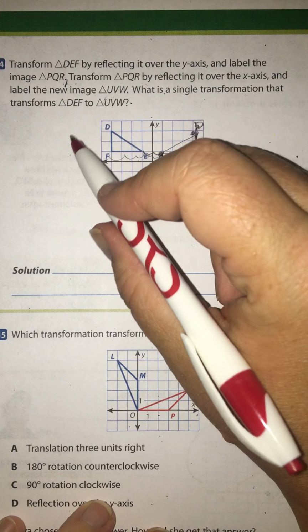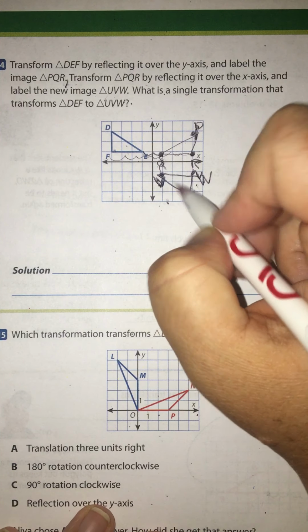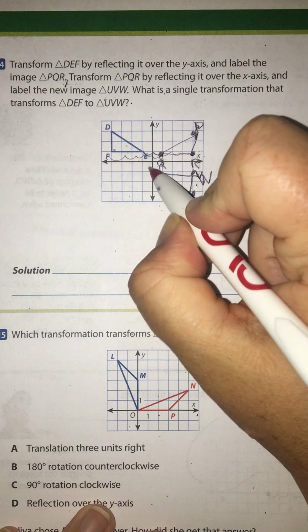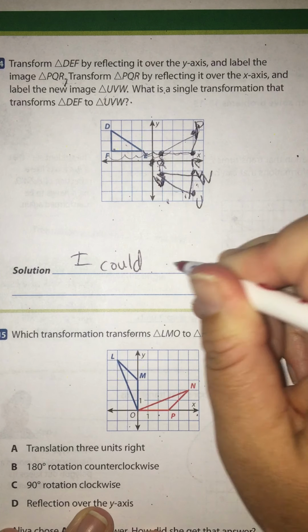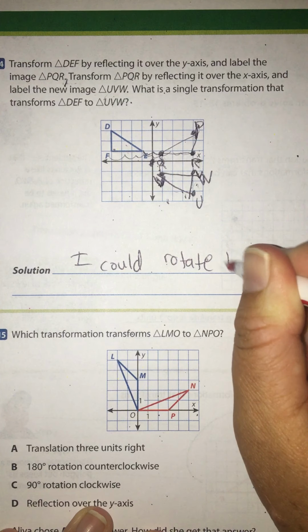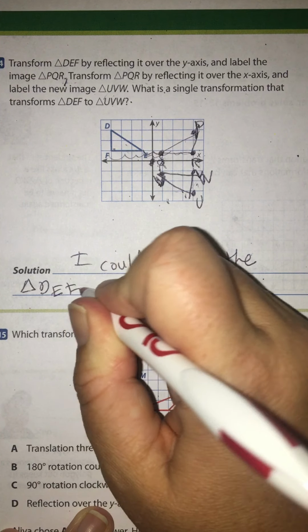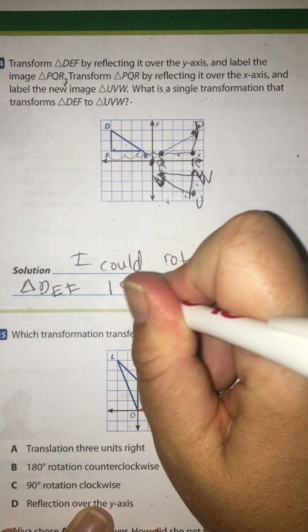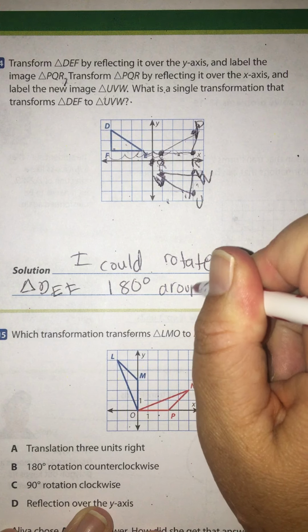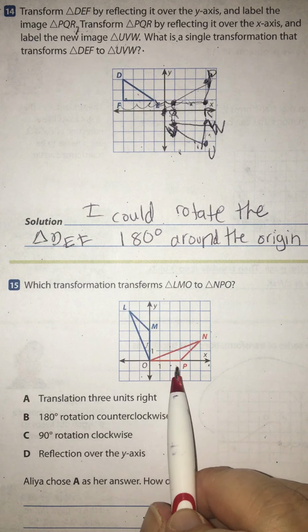What is a single transformation that transforms this to this? So what can we do that would make that work? Well, you can notice that it's not in the same direction. So it's obviously a rotation. I could rotate the triangle DEF. Let's see, if it's going here, it's 90, but here it's 180. 180 degrees around the origin.